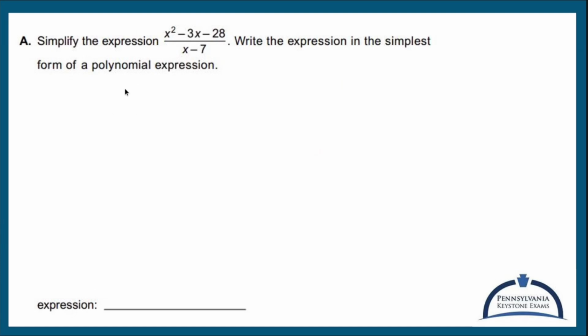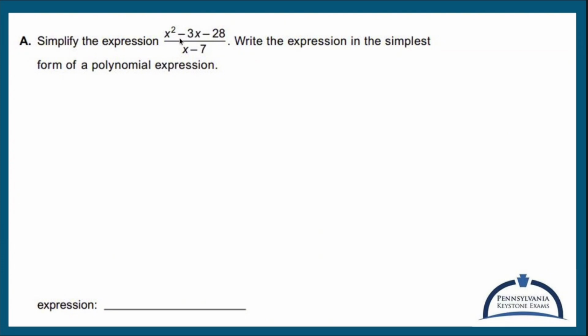All right, we've hit our open-ended problem. Simplify the expression x squared minus 3x minus 28 all over x minus 7. Write the expression in its simplest form as a polynomial expression. So what I'm going to want to do is factor that guy up there.